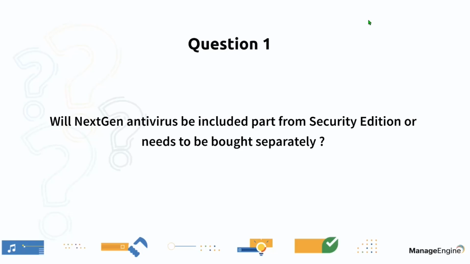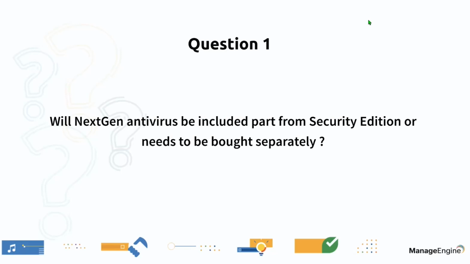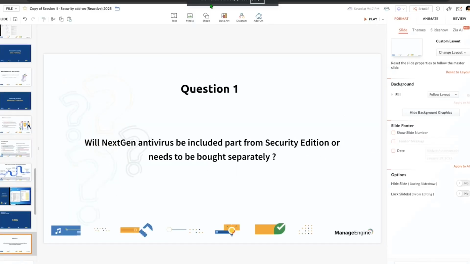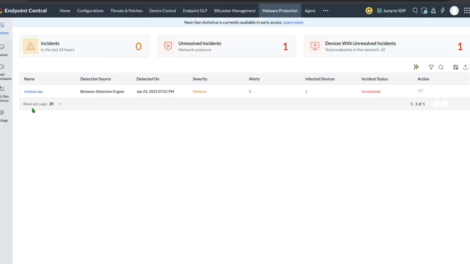the FAQ. So we have discussed all the reactive security measures within the product, and it's time for discussing a couple of frequently asked questions. First is, will the next-gen antivirus be included as part of the security edition or need to be bought separately? So the malware protection module will be an add-on on top of the security edition. And to better answer your question, as I mentioned earlier, malware protection is not a single tool.